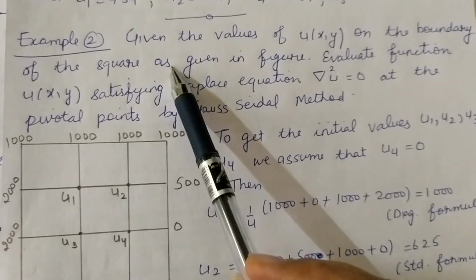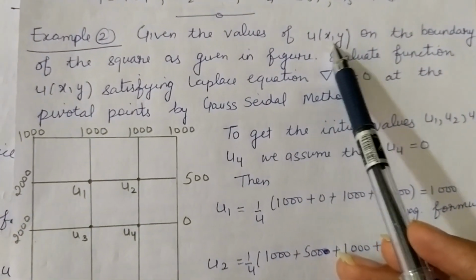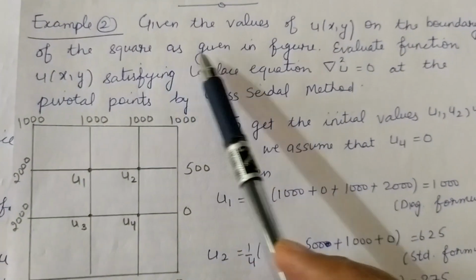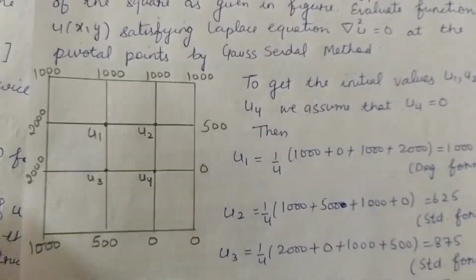Now in example number 2, given are the values of u(x, y) on the boundary of the square as given in this figure.